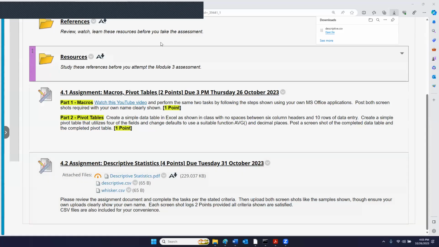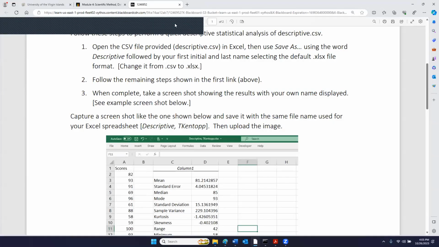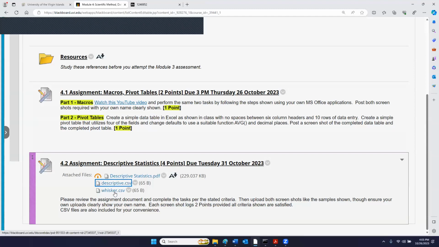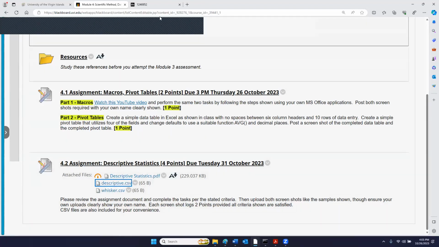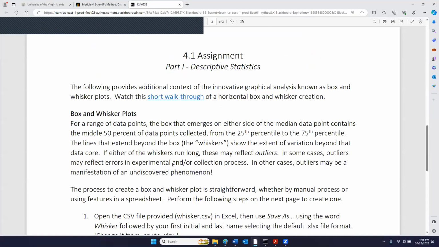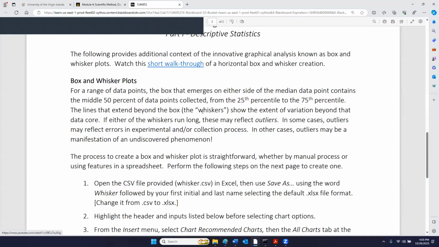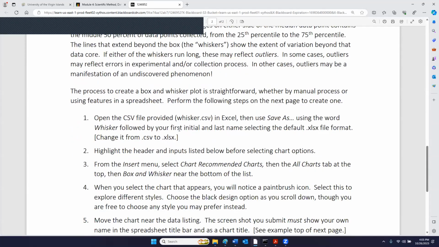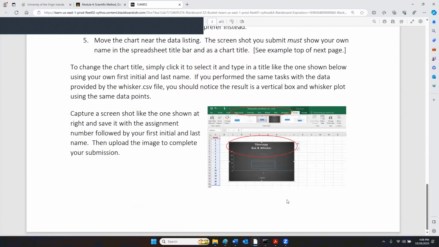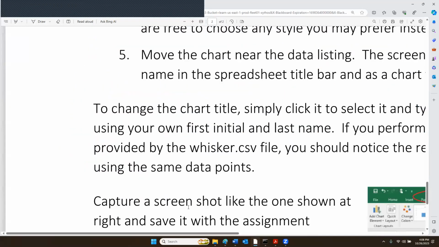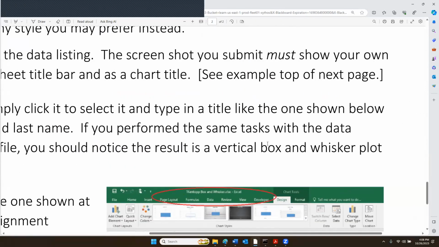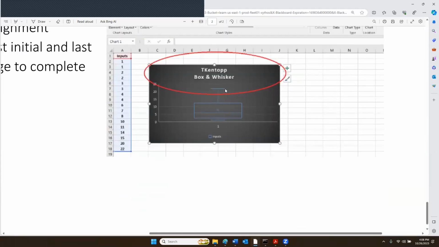And then what I want you to do is create a whisker plot. A box and whisker plot looks something like this. If you take the whisker data and follow the steps in the reference document, there's a quick walkthrough on how to create a horizontal box and whisker plot. Then you just follow the steps. Take the Whisker CSV, open it in Excel, and this is what you'll end up with. What you get is a range of values.